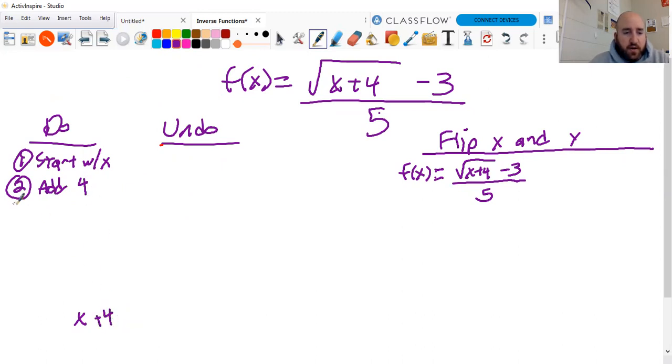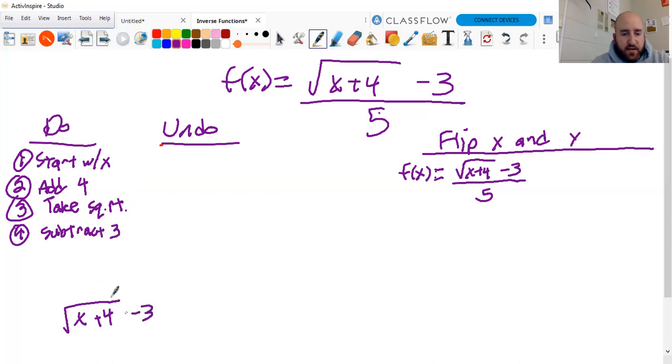So plus 4. Now I can take the square root. Again, I'm going to shorthand it SQRT. So I square root what I have. So now it's under there. Now I'm going to subtract 3. Again, it's going to be outside. I'm not doing 4 minus 3. It's going to be outside. Divide by 5. Again, I'm going to divide everything that's there by 5. So this whole thing by 5. And then end with f of x.